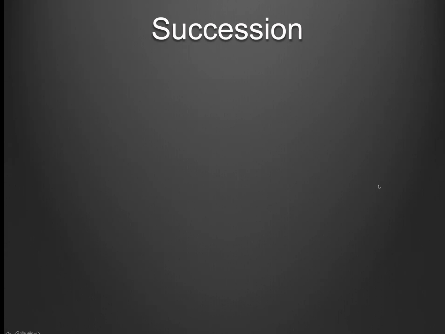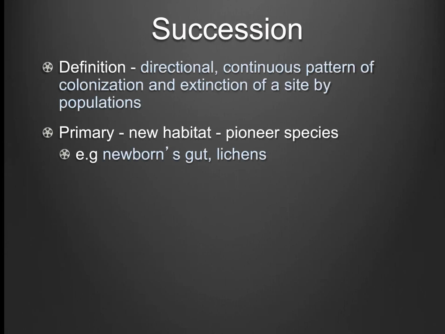So succession in that context is like one person replacing another. In a microbial ecological context, it's species replacing each other. So it is the directional, continuous pattern of colonization and extinction of a habitat or an ecosystem or a site by populations. So there's a species that's there at some point in time, and then over time, maybe they go away, maybe they die out, and another species replaces them, et cetera, et cetera.